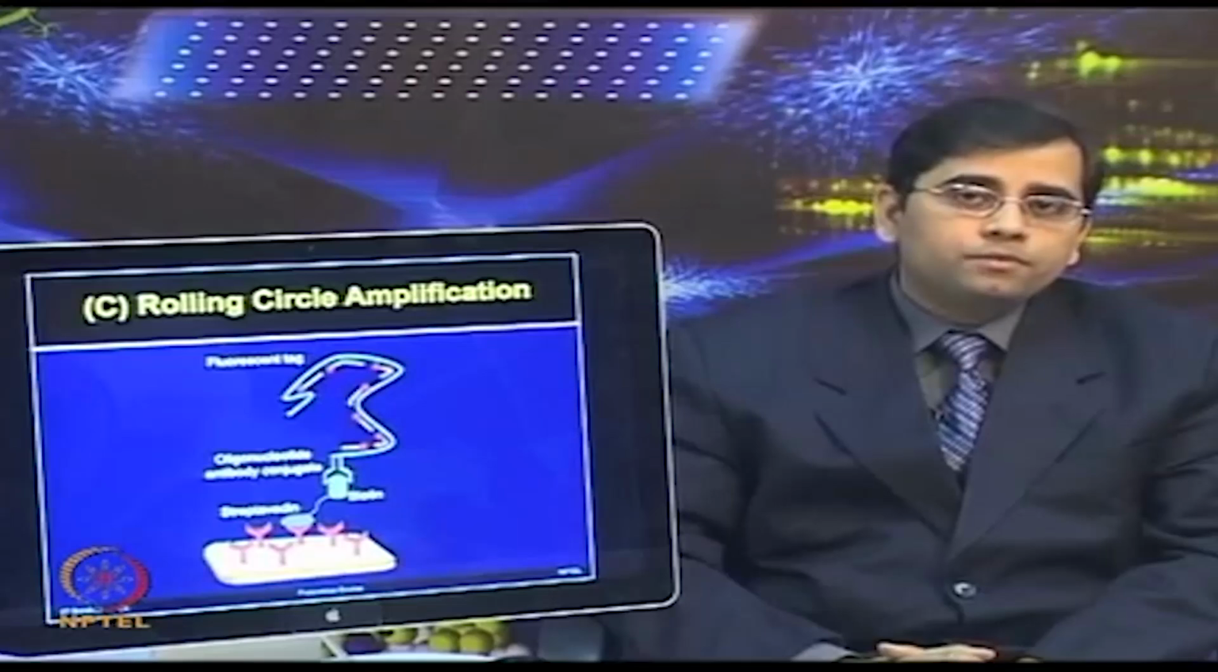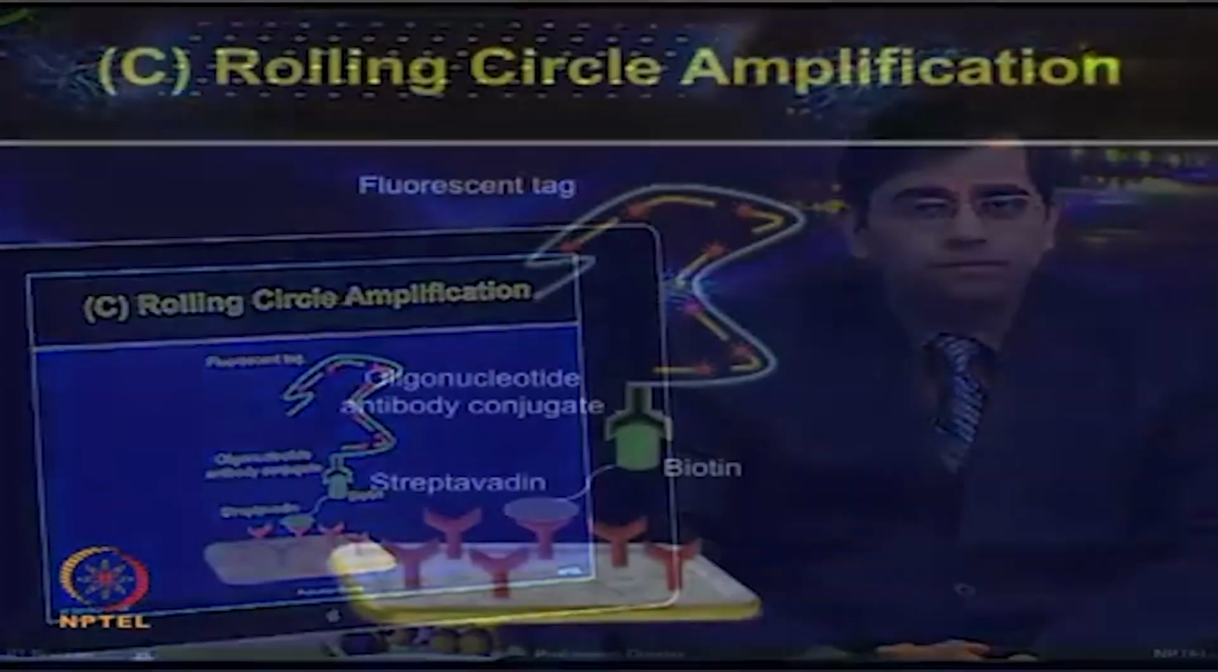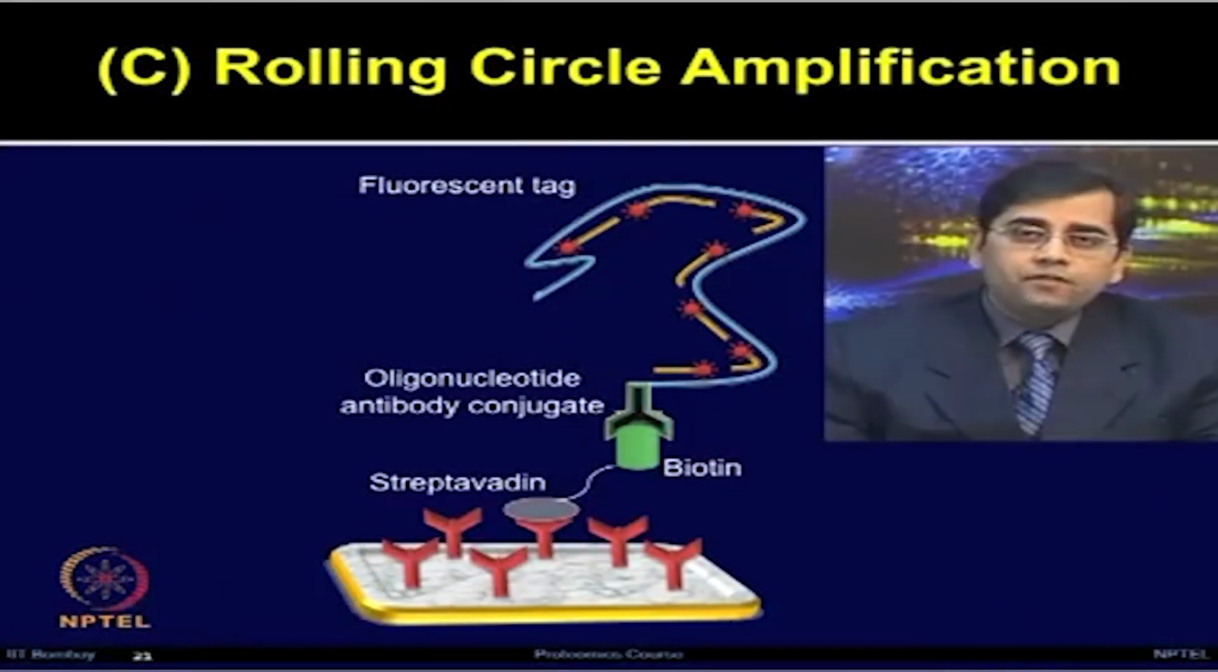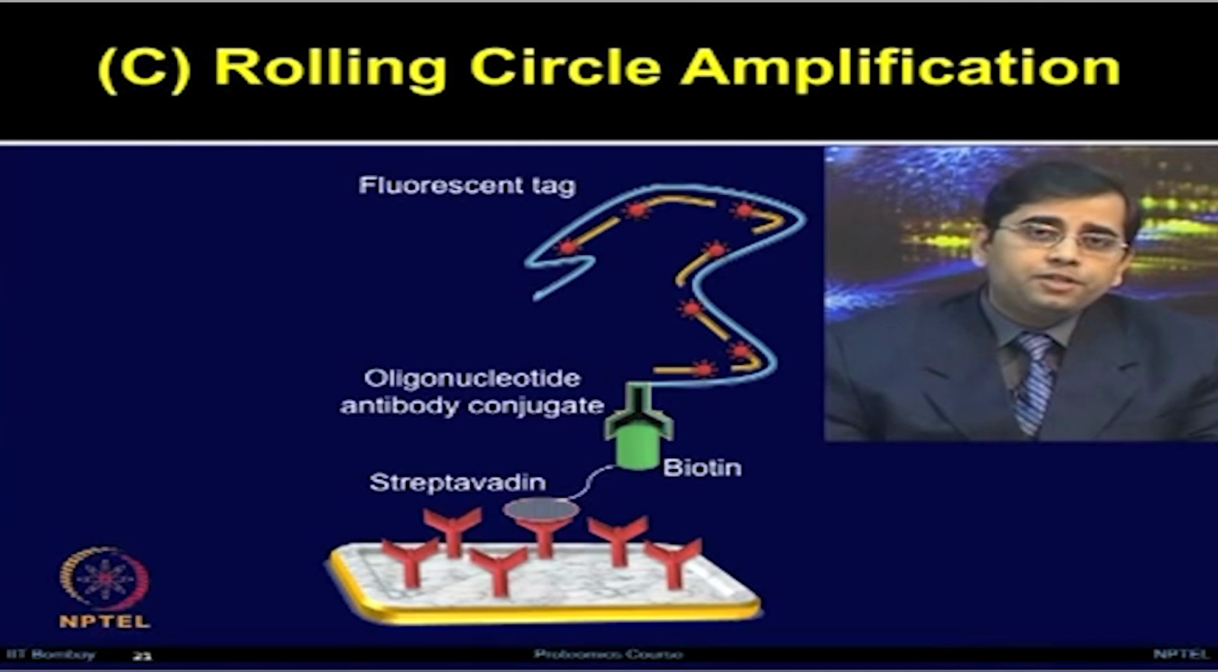Let us now talk about the rolling circle amplification or RCA method. RCA is a very effective approach for on-chip signal amplification to improve the detection limits in microarray experiments. In RCA, the capture antibody is printed on the array and binds to the analyte of interest, after which it can be detected by a biotin labeled secondary antibody. This is then detected by an oligonucleotide linked anti-biotin antibody as shown in the slide.